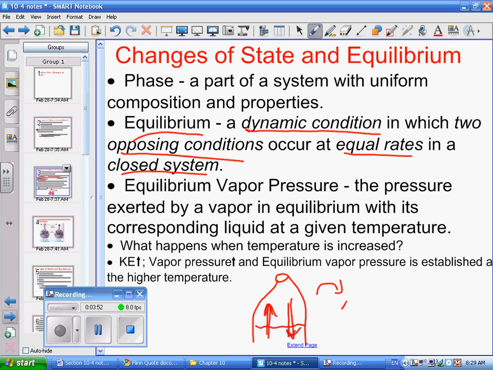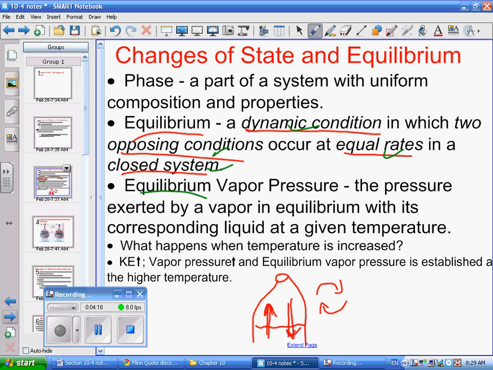It's cyclical. It's always happening. It never stays or never becomes static. Okay, so that's something that's in equilibrium. And this is just an example of evaporation versus condensation. Next, equilibrium vapor pressure. It's the pressure exerted by a vapor in equilibrium with its corresponding liquid at a given temperature. Okay, so if I have an equilibrium, I better have every single one of these points here.